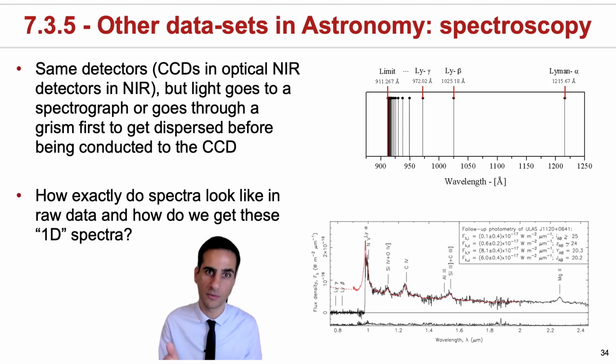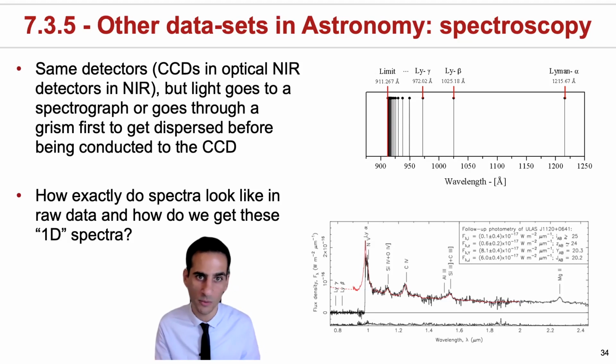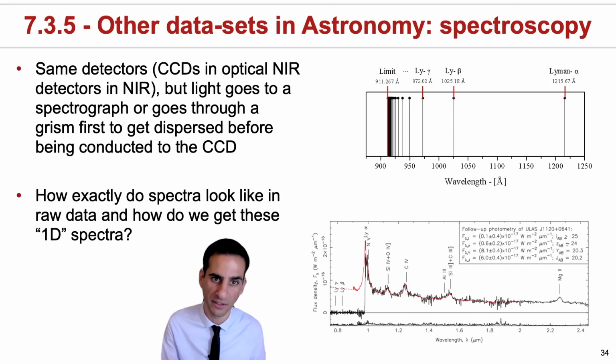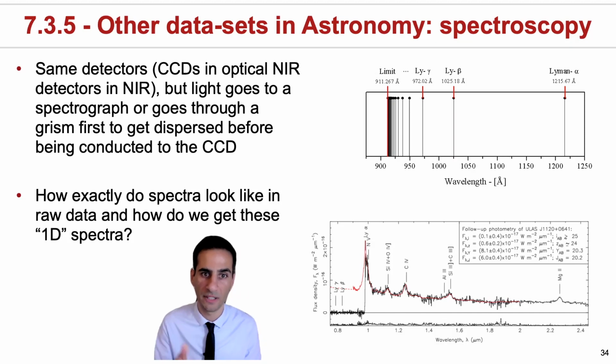That spectrograph will split the light into wavelengths or frequencies, and only then will the light be projected onto a CCD, so that per pixel, you'll no longer be getting a flux, but you'll be getting a flux density, because the flux has actually been dispersed by a spectrograph.